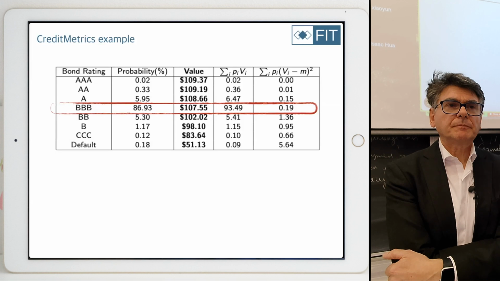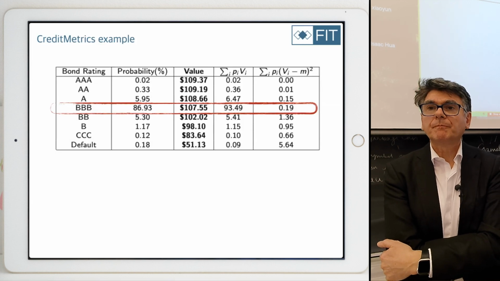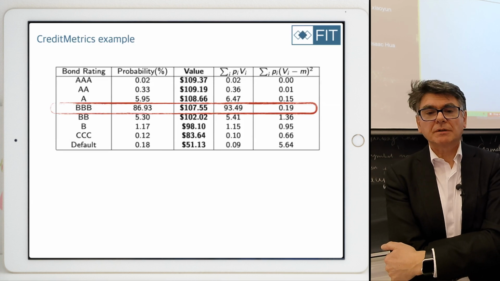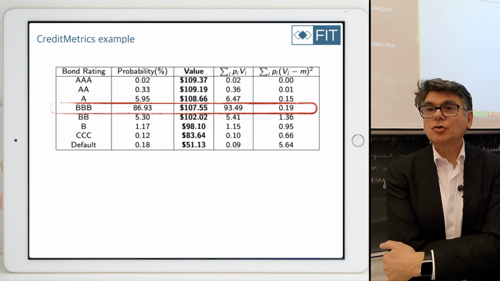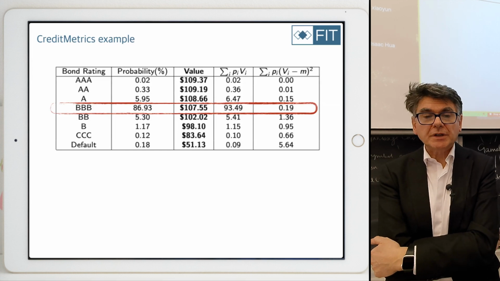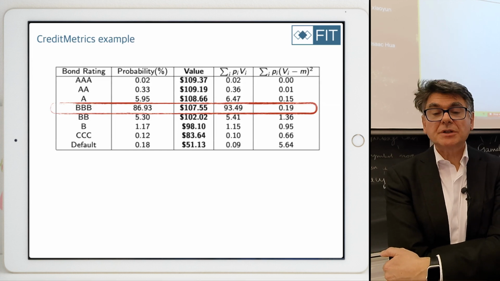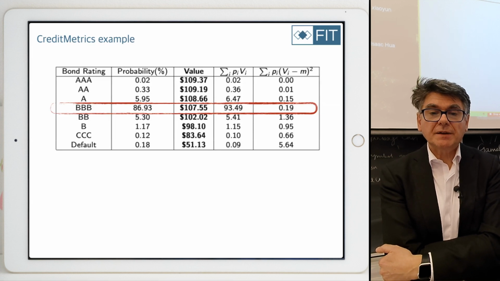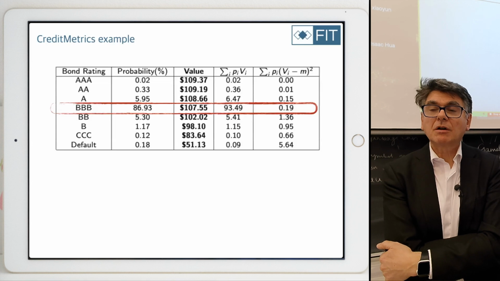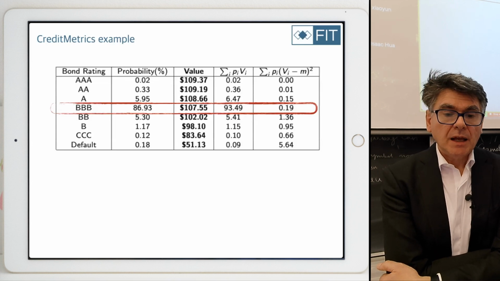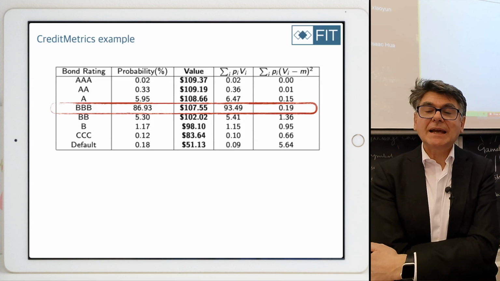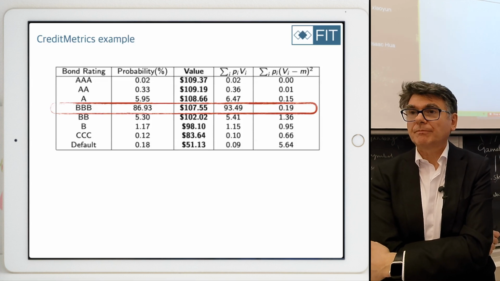Imagine I have a bond rated BBB. And what I have here is the transition probabilities of BBB to any other rating. So they say a 2 basis point chance that it goes to AAA. They say a 1/3% chance that it goes to AA. There's a 6% chance it goes to A. And then there's a 5% chance it's downgraded to BB. A 1% chance it's downgraded to single B, a 12 basis point chance that it's downgraded to triple C, and an 18 basis point chance that it defaults.